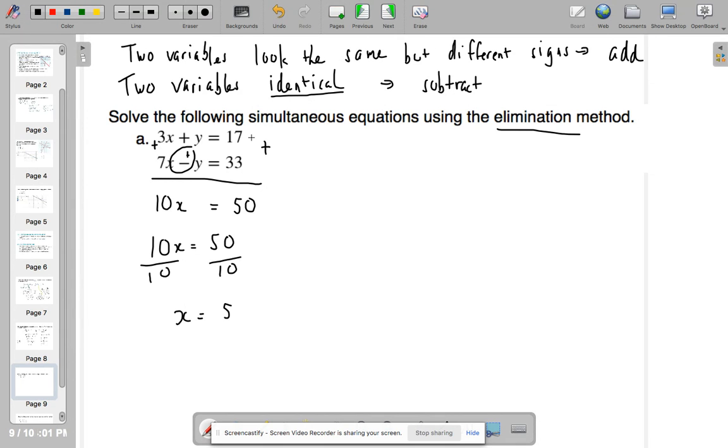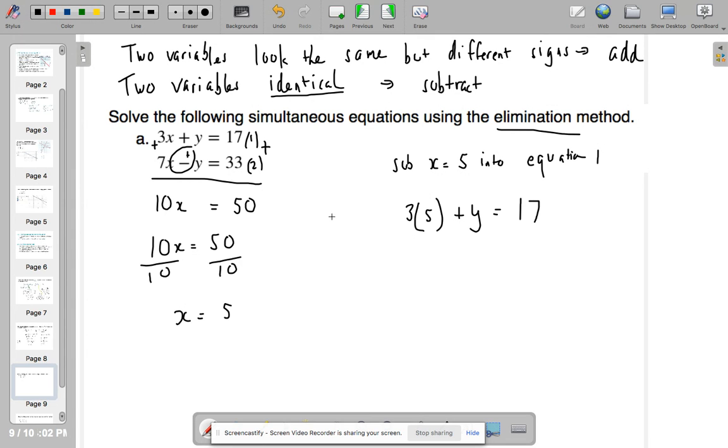Okay, so label my two equations here, 1 and 2. Now I can sub x equals 5 into either equation. I'm avoiding negatives as I usually do. So I'm going to sub x equals 5 into equation 1. Okay, so here we go. 3 times 5 plus y equals 17.